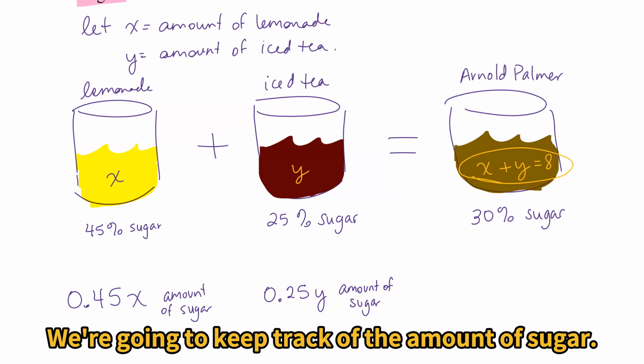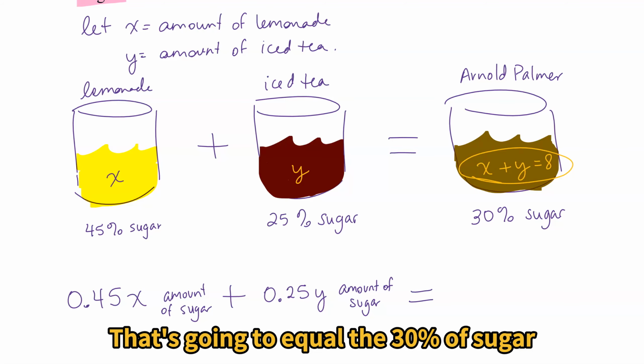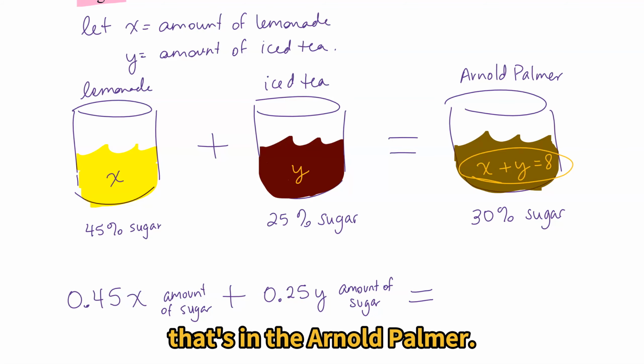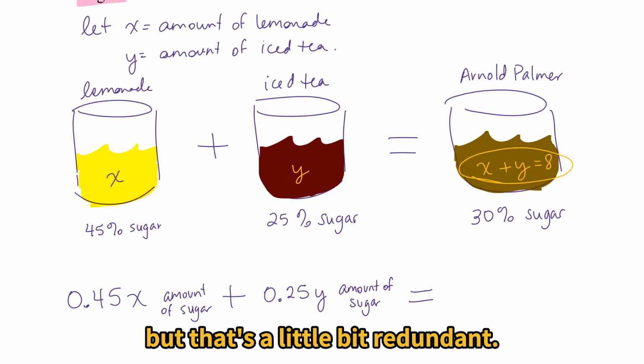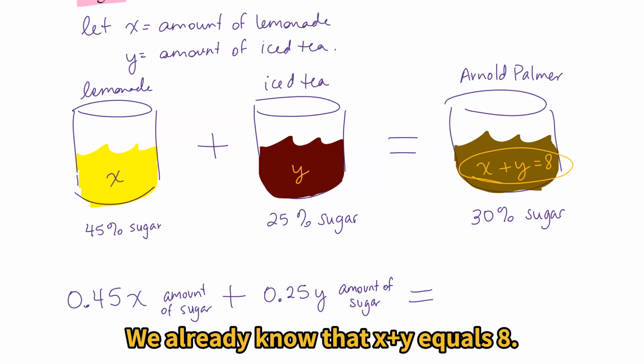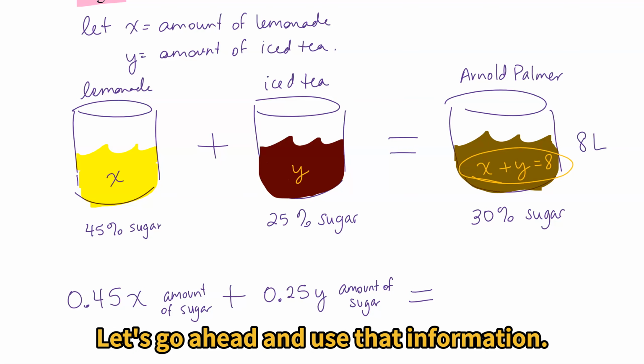We're going to keep track of the amount of sugar. So 0.45x plus 0.25y, total amounts of sugar. That's going to equal the 30% of sugar that's in the Arnold Palmer. Now we could put 0.3 times x plus y, but that's a little bit redundant. We already know that x plus y equals 8. We know that this here has 8 liters in it. Let's go ahead and use that information.